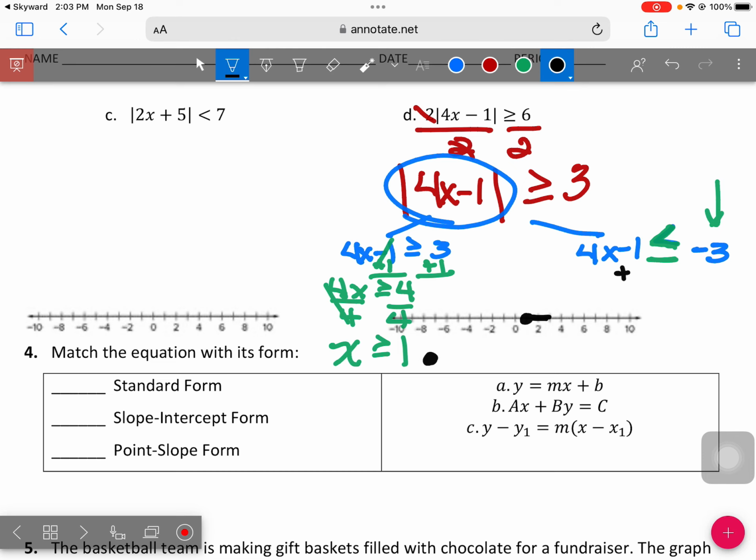Add 1, add 1. Jordan, come on. He's asking me what page. Okay, we're on the second page.